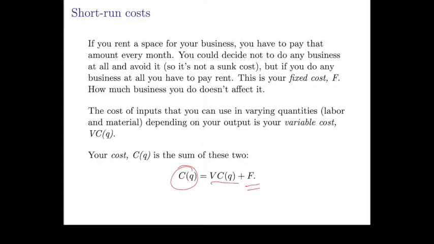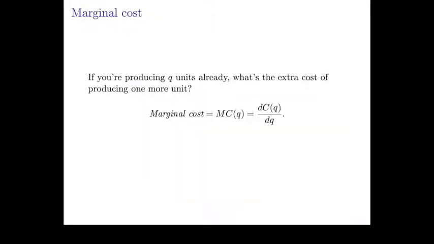So in the short run, given this short run cost function, you're going to have a marginal cost. So if you're producing Q units already, what's the extra cost of one additional unit? Remember, marginal always means what's the cost of one additional thing. So marginal is one more. So the cost of one more thing is the marginal cost, and that's just the derivative of the cost function with respect to Q.